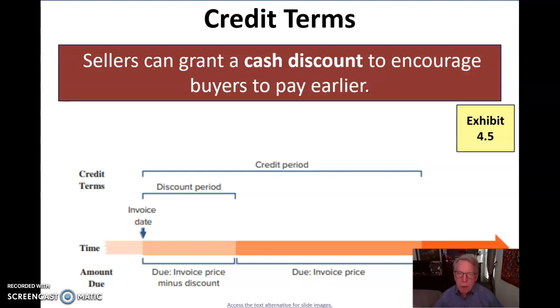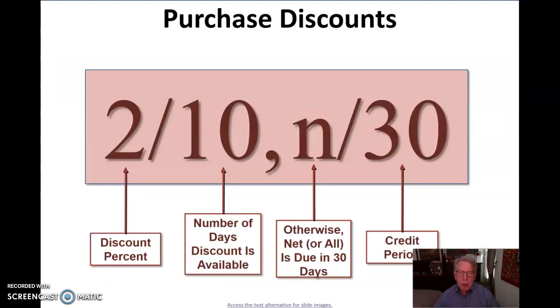Now, sometimes a seller can grant a cash discount to encourage the buyer to pay earlier. This is called a cash discount. All right, so what this is going to say is I have a total credit period and a discount period, and we'll see how that works here. There are some abbreviations here that you really need to know.